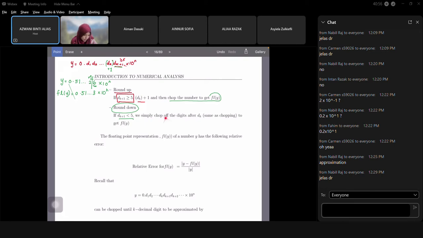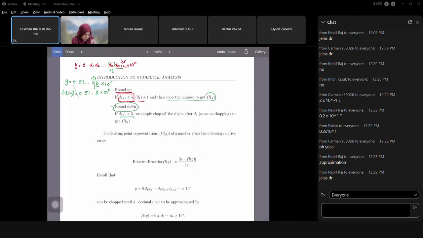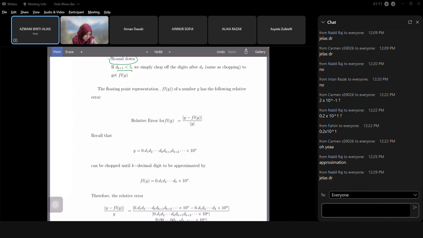Dia terus chop. So the floating point representation FL(Y) of the number Y has the following relative error. Okay, kenapa ada relative error? Sebab we know that Y tadi adalah Z and the floating number of Y adalah approximate. So ini pengiraan yang berlaku disebabkan oleh chopping, rounding ni ada wujudnya round off error.